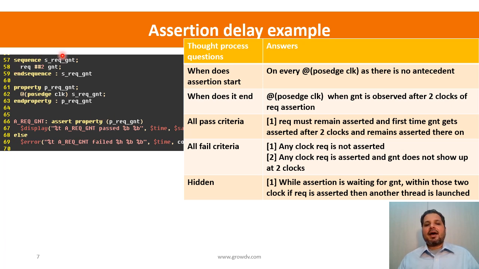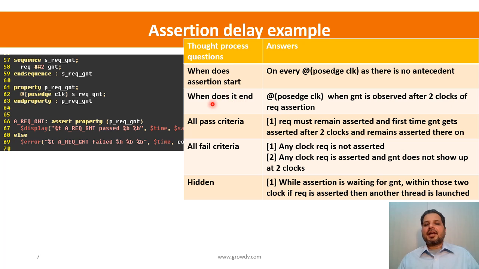Now when I have such a property in front of me, what should be my thought process? I have to ask myself, when does the assertion start? Now I know that it's on every passage of clock, because there is no antecedent. We have seen the antecedent and consequent format based on the implication operator, and here, as we are not using any implication operator, on every passage of clock, this particular property is going to get evaluated.